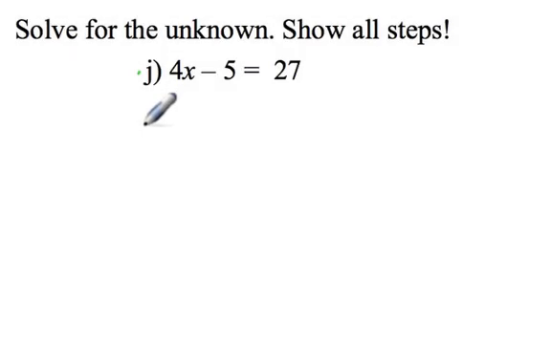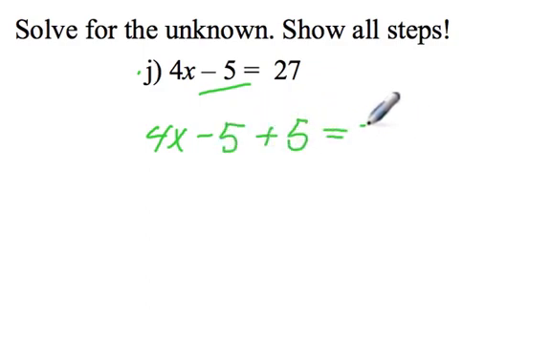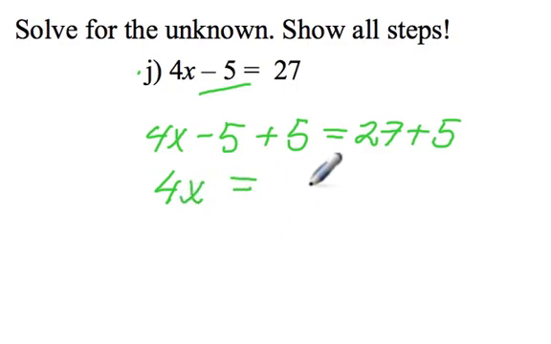4x minus 5 equals 27. Once again, we'll deal with the separate value 5 first. 4x minus 5, the opposite operation is addition. Since we did it to one side of the equation, we'll do it to the other as well. Minus 5 plus 5 is 0, leaves 4x on the left. 27 plus 5 is 32.